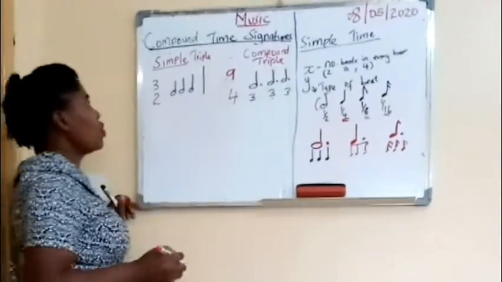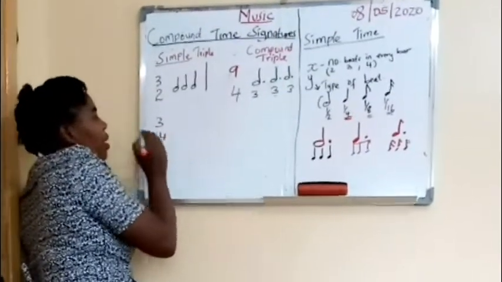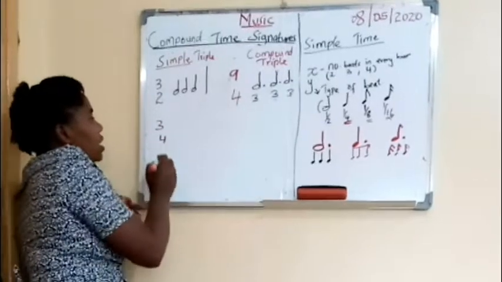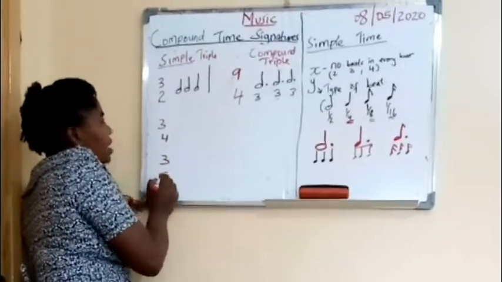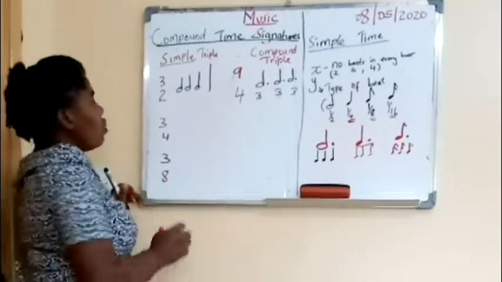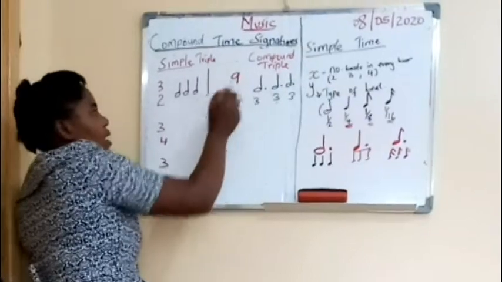So I want you to do the same to 3, 4. You do the same to the 3, 8. So first you do the way I've done, you calculate, then you write the time signature.